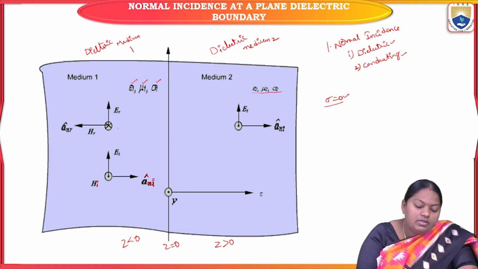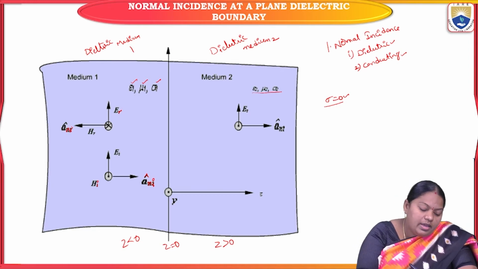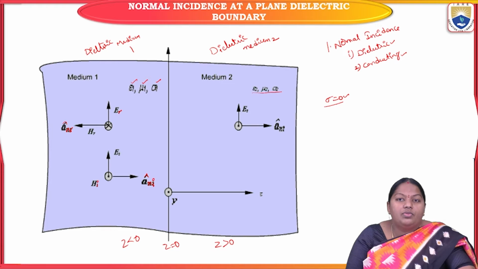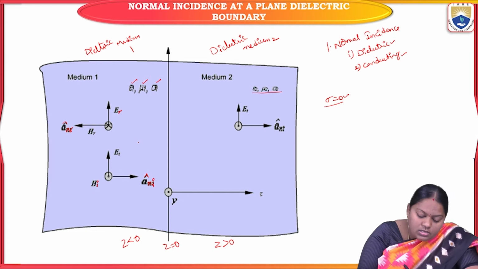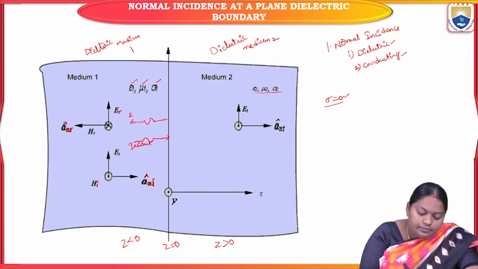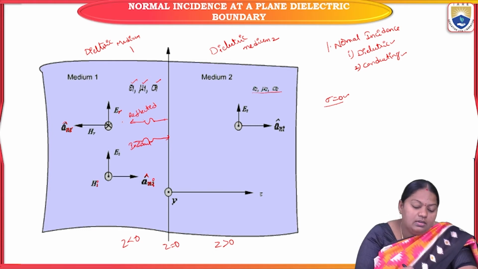Similarly, the other wave is the reflected wave, and its two field components are represented as ER and HR. The normal unit vector is represented with ANR. If you observe in medium 1, we have two traveling waves: one is the incident wave and the other is the reflected wave, right? The incident wave touches the boundary like this. This is the incident wave, and this is the reflected wave.